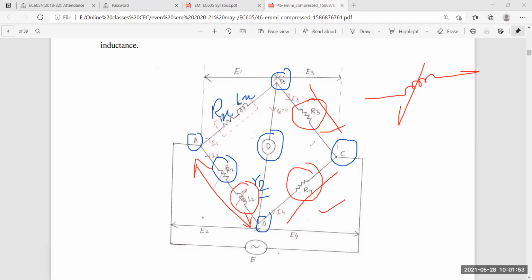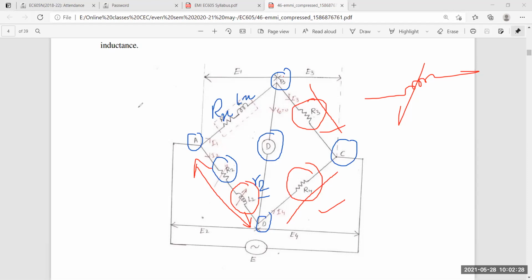Two arms are completely free from inductance. That means they are completely resistive, and the other two arms have inductance. One of them has variable inductance with internal resistance small r2, and another one has inductance that is unknown. And in the connection, current is applied between A and C, and the detector is connected between B and D. So these are my terminals.